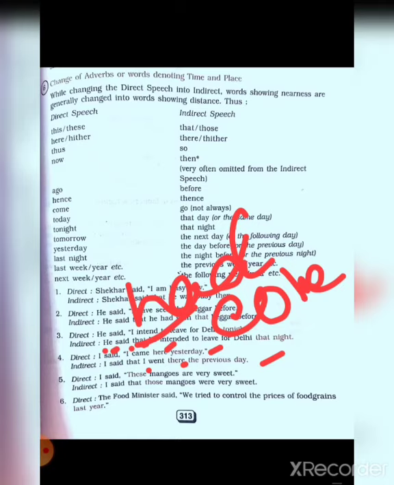Next sentence, number 5. I said these mangoes are very sweet. So I said that these will become those. So that is why those mangoes were very sweet. Are will become were. Why? Because outside it is past tense. The reporting verb is in past tense. Okay?